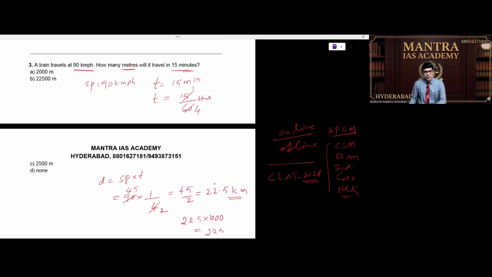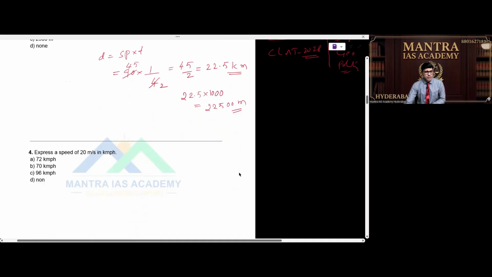Therefore, 22500. That is what you call 22,500 meters. The exactly right answer is 22,500 in option B. That's the third question, B is the answer. Then go to the fourth question.